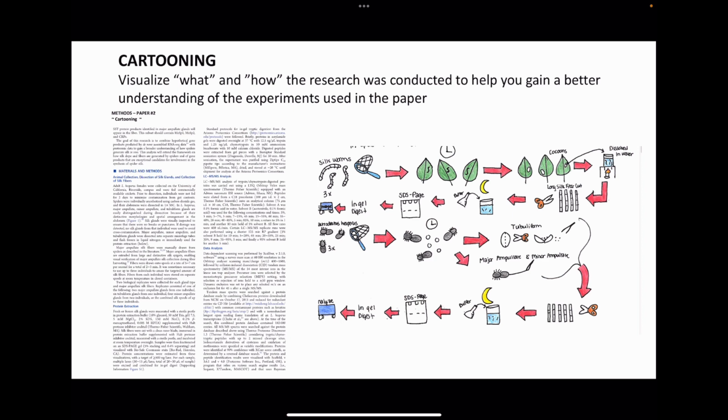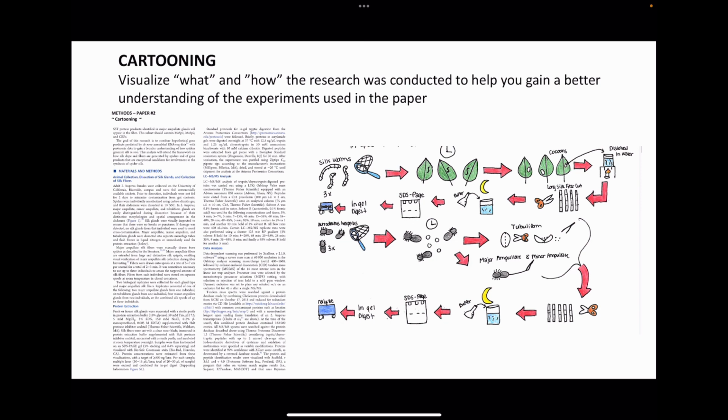But the other technique or tool that I want to teach you guys is something called cartooning. And it's just as it says. Cartooning is being able to visualize the what and the how of the research so that you know what is actually going on. Because I don't know about you, especially papers in like the olden times, so like the one that I had you guys translate, right?